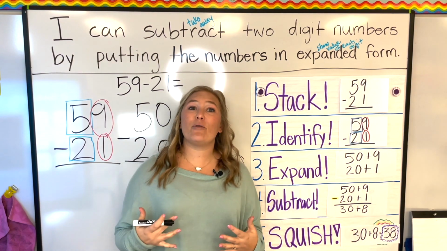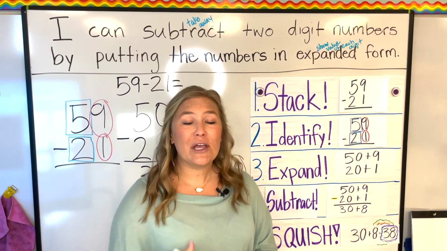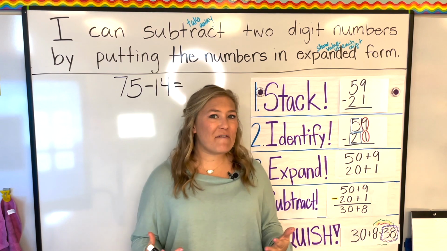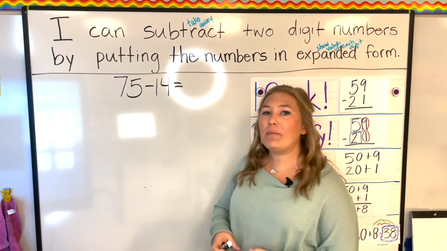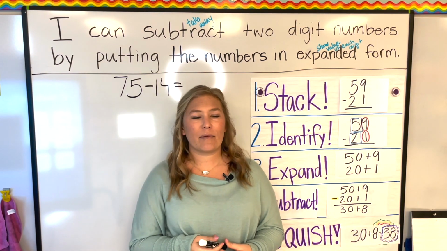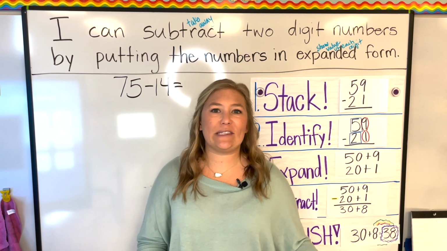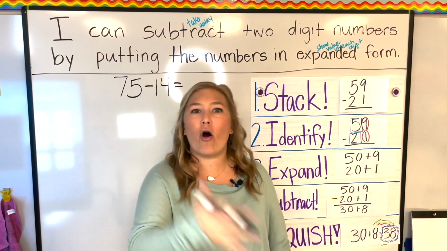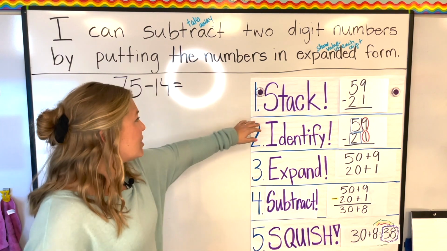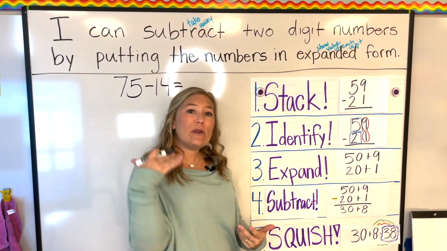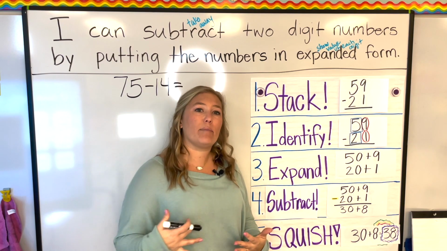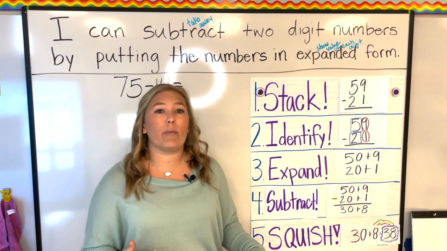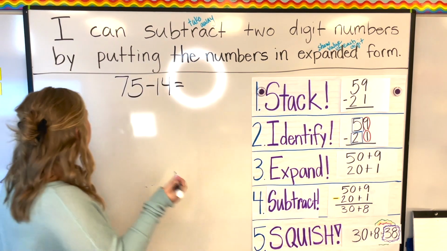All right, now is when you need your piece of paper and a pencil because we're going to try some together. We're going to try the problem 75 minus 14. So go ahead and put this at the top of your paper. You might already know what step 1 is. Maybe you wrote the problem as if you already had done step 1. Step 1 is to stack up our work. We know we need to put that bigger number on top. Our bigger number probably was already first in the problem, so that makes it pretty easy.